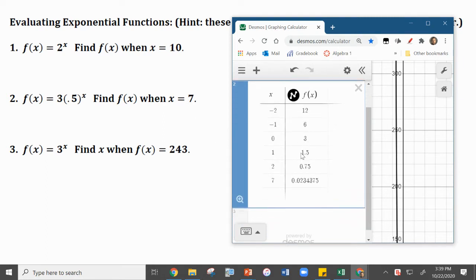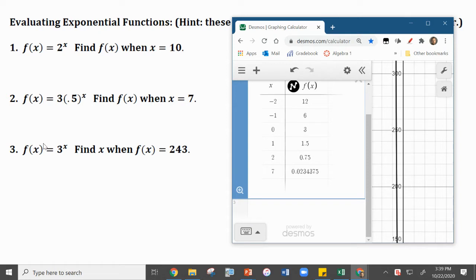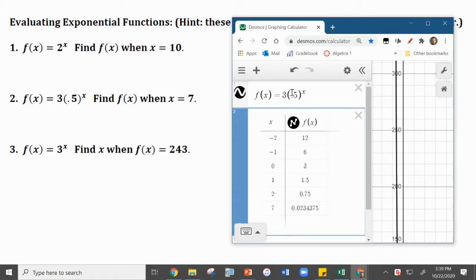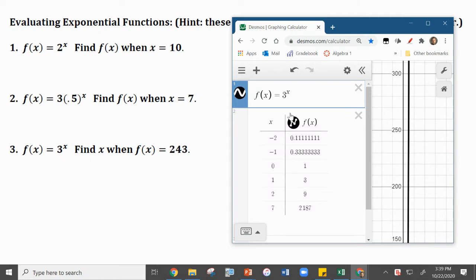Okay, great. Now, for the next one, it says, what is x if f of x equals 3 to the power of x and f of x is 243? And so the first two, they would give you x and ask you to find y. Now they're giving you y and asking you to find x. And so the easiest way to do this one is pretty much the same thing. It's f of x equals 3 to the x, and I want to find 243. I don't want to play the guess and check game here.